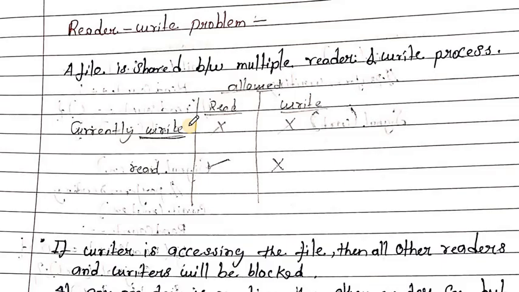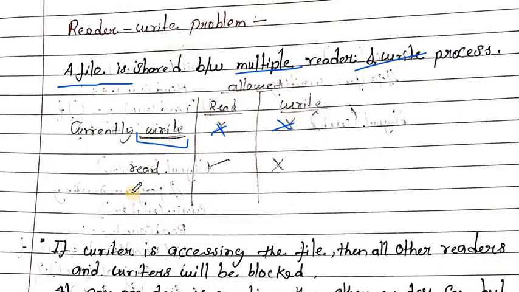Now the second problem is the reader-writer problem. In the reader-writer problem, a file is shared between multiple readers and writers. What is the condition for the reader-writer problem? If anyone is currently writing the file, then reading is not allowed and writing is not allowed.